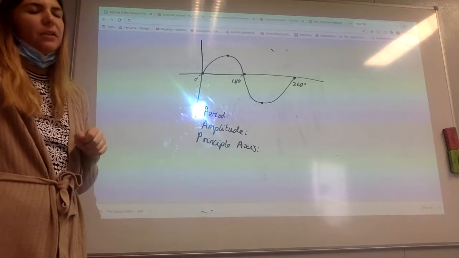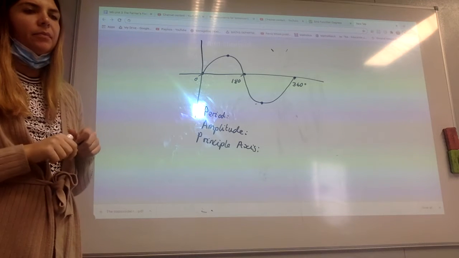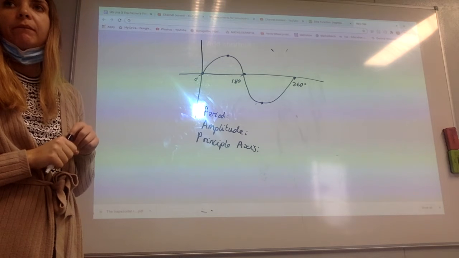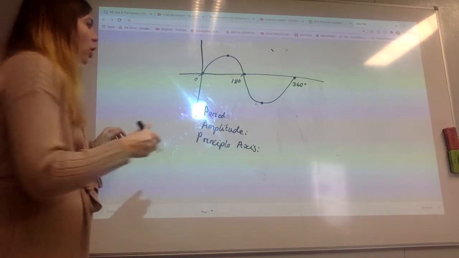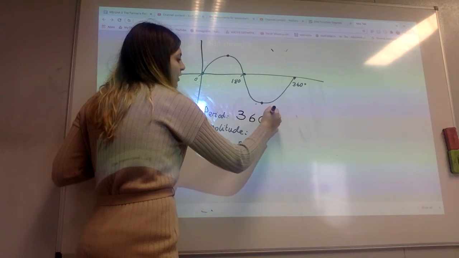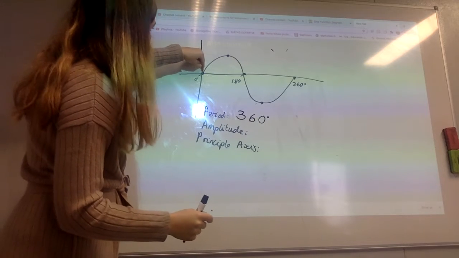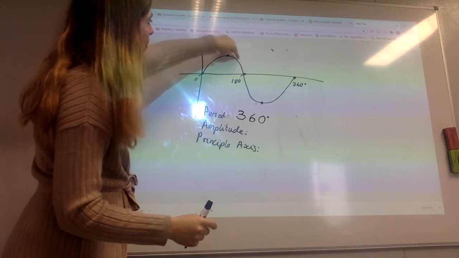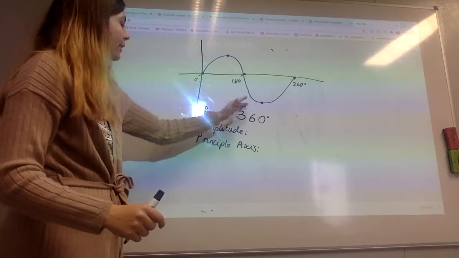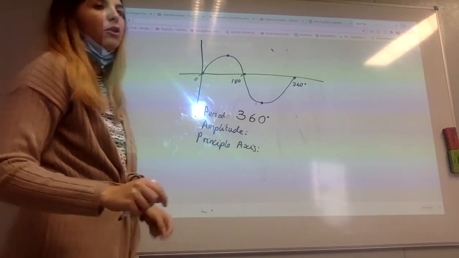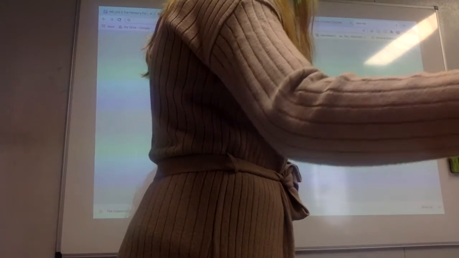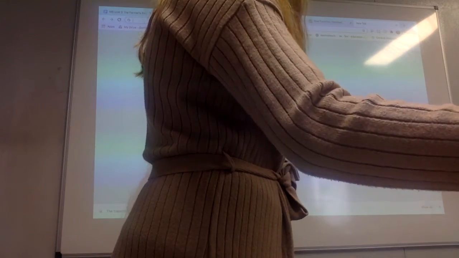Can anybody tell me what the period length is going to be? Lance just said to me, how long is it going to be? And that's absolutely right. It's 360. So it takes 90 degrees to get to the top, 90 degrees to get back to the original, 90 degrees, 90 degrees. So the period length is going to be 360 degrees. Can we put in the chat whether we understand that the period is 360? Yes, no, or maybe.